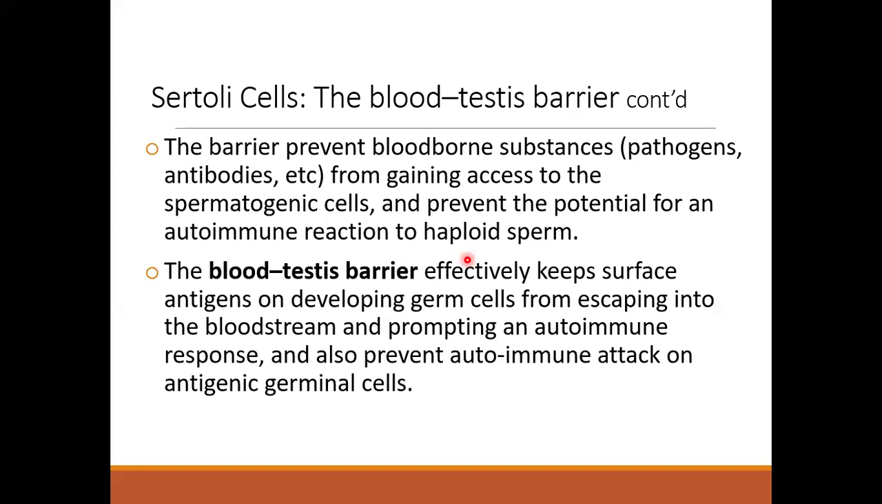The blood-testis barrier effectively keeps surface antigens on developing germ cells from escaping into the bloodstream and prompting an autoimmune response. It's the same thing, just explaining it further. The important thing is that the germ cells, which will eventually develop to become the sperm cells, need protection, especially from the lymphatic system. It's talking about the immune system.